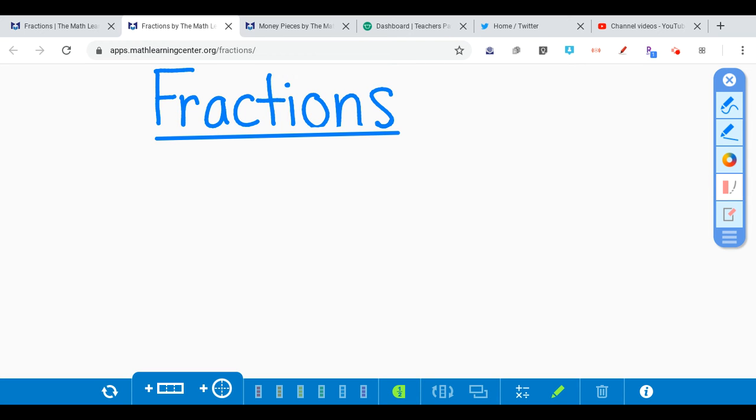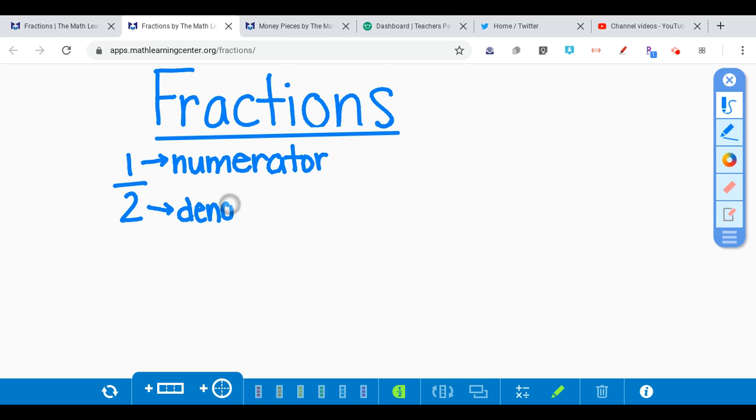Hi everyone. In this video, I'm going to be talking about fractions, the parts of a fraction and what they represent. So when we have a fraction, we have two parts. If we have the fraction, let's say 1/2, the 1 or the number on the top is called the numerator, and the 2 or the number on the bottom is called the denominator.